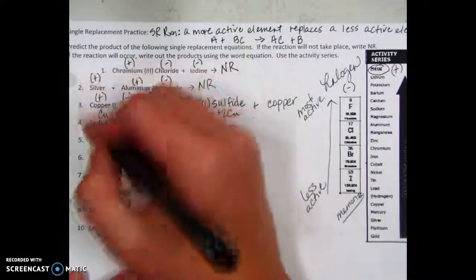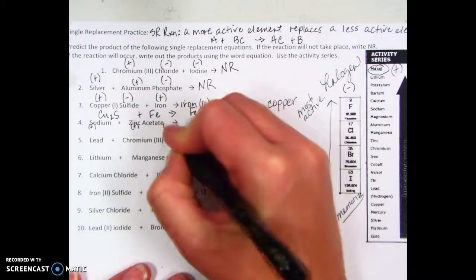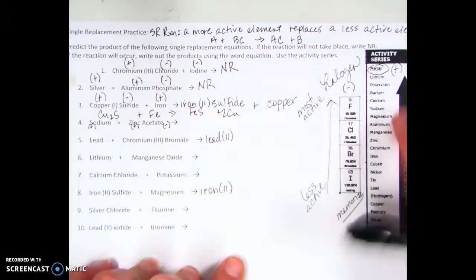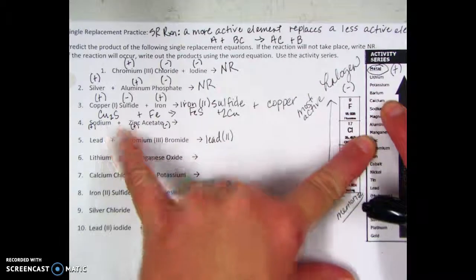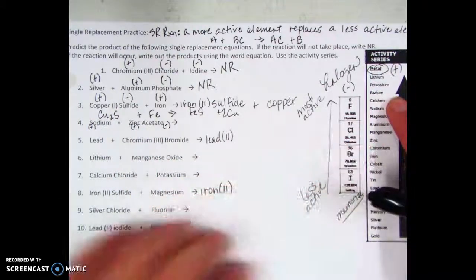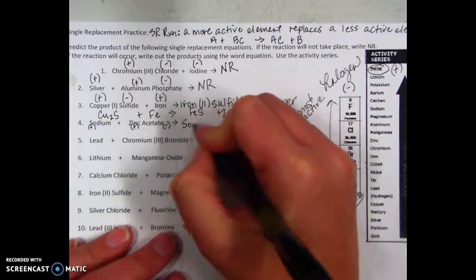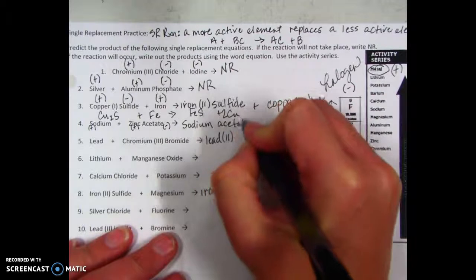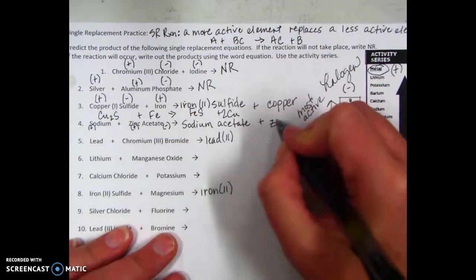Okay, sodium is a cation, zinc, a cation, and acetate, an anion. So we're going to look at zinc and sodium. So put your finger on sodium and your finger on zinc. And we always start with the element first. Is sodium more active than zinc? Yes. So we're going to have sodium acetate, which is shrink wrap, plus zinc.